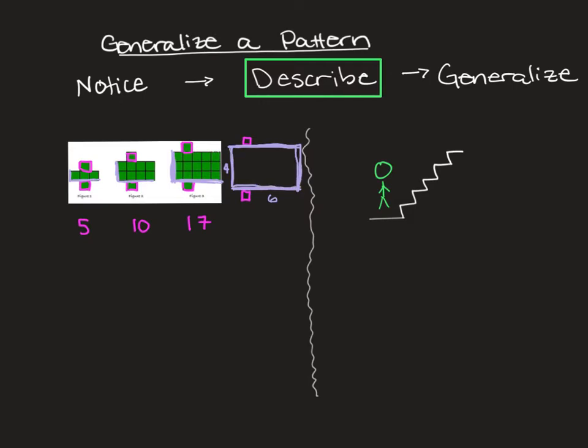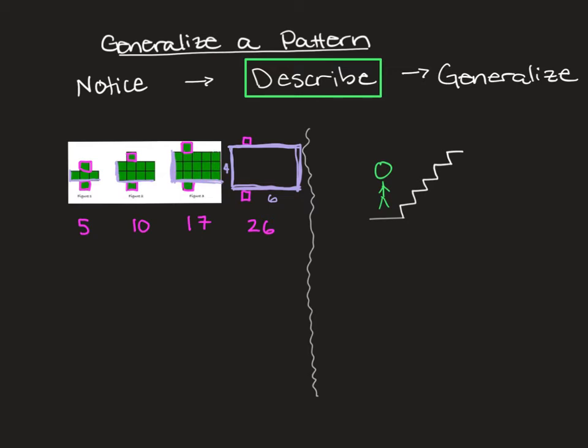And so in this case, I would have 4 times 6 is 24 inside this purple rectangle, plus these 2, 24 plus 2, that would get me a total of 26 for my fourth one. Now, as I move from describing to generalizing, what I really need to do is start seeing things that are always true.